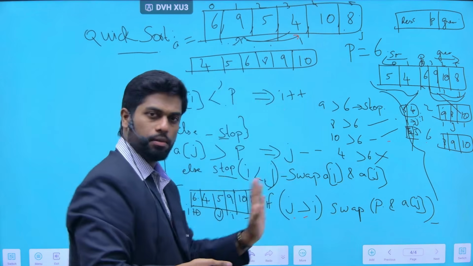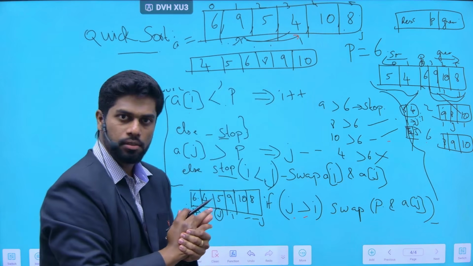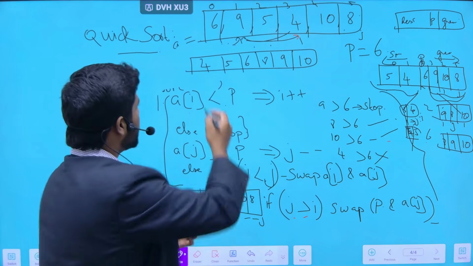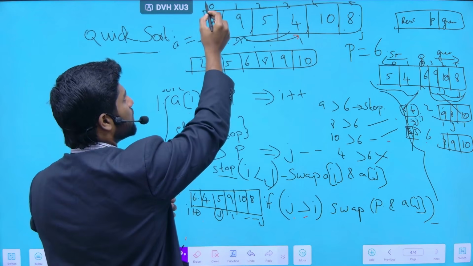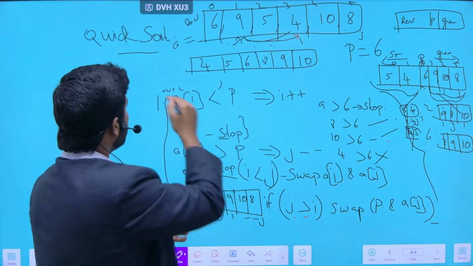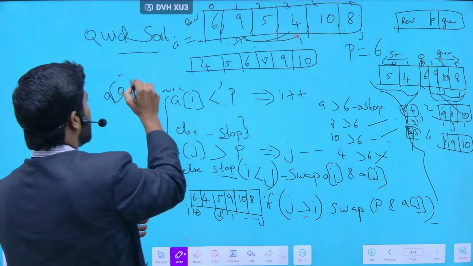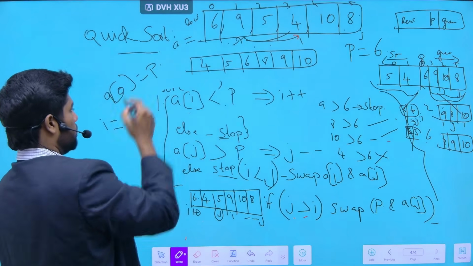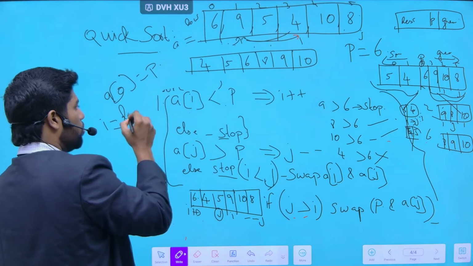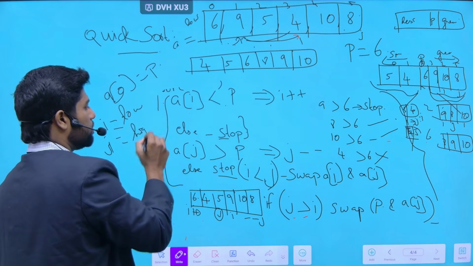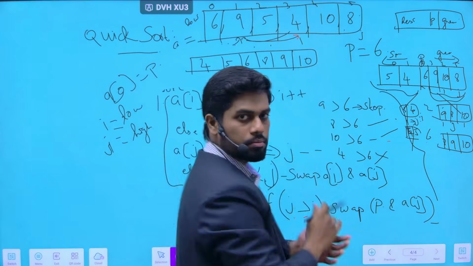So step by step, what is the first thing? Choose the pivot element. Pivot element will be your first or lower index, or a of 0 will be your pivot element. i will be at 0, that is nothing, your lower index, and j will be your higher index. Index is nothing, the position.